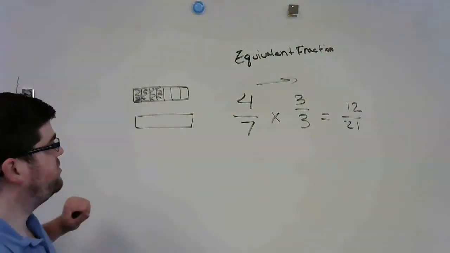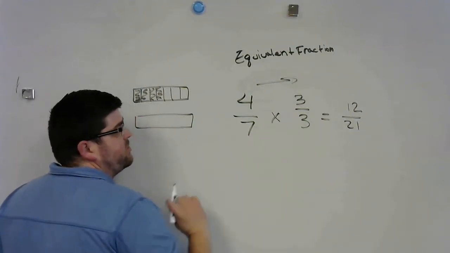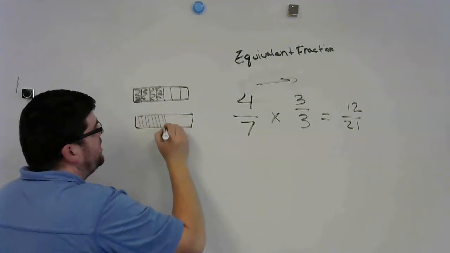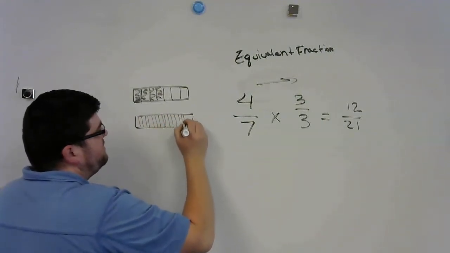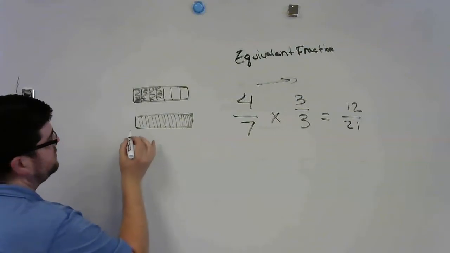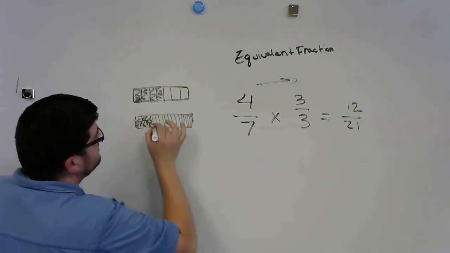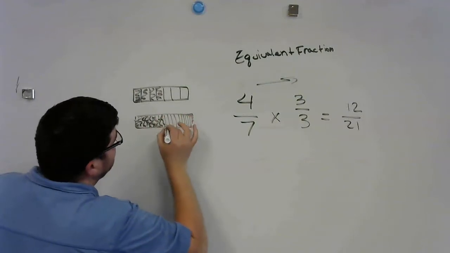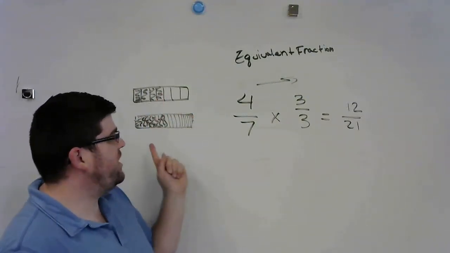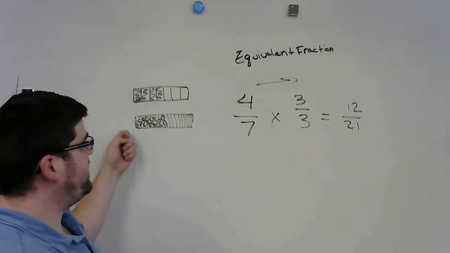Let's see if I can turn this into 21sts. So 12 21sts is equal to 4/7. 1, 2, 3, 4, 5, 6, 7, 8, 9, 10, 11, 12, 13, 14, 15, 16, 17, 18, 19, 20, 21. Oh, I kind of ran out of space. 1, 2, 3, 4, 5, 6, 7, 8, 9, 10, 11, 12. Pretty close. I shouldn't have done 21sts because those are really, really small pieces, but they are equivalent.